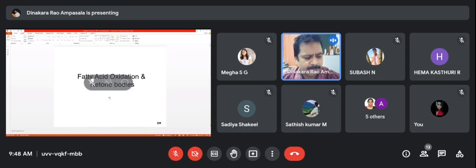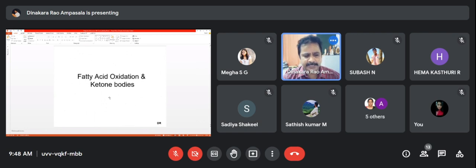So now we have seen fatty acids, classification of fatty acids, and how they are absorbed and how they are transported to different tissues. Okay. Now we are going to see how they are oxidized.